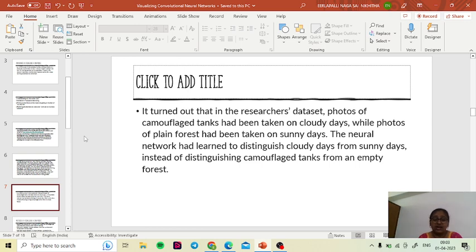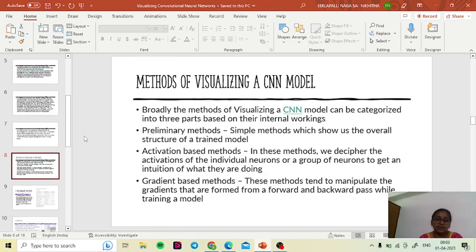Let us see the important methods to visualize convolutional neural networks. Methods of visualizing a convolutional neural network. Broadly, the methods of visualizing a convolutional neural network model can be categorized into three parts based on internal workings.